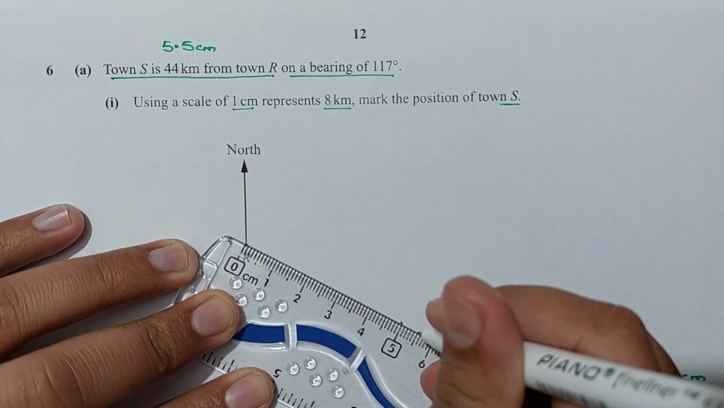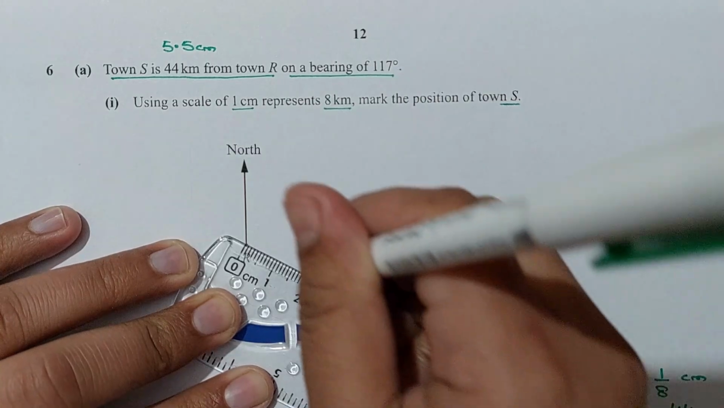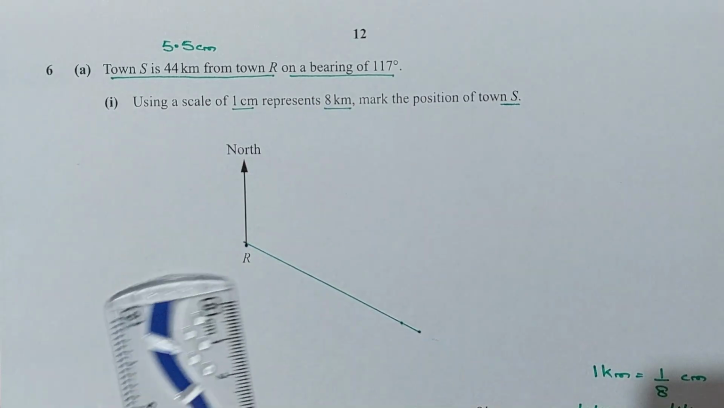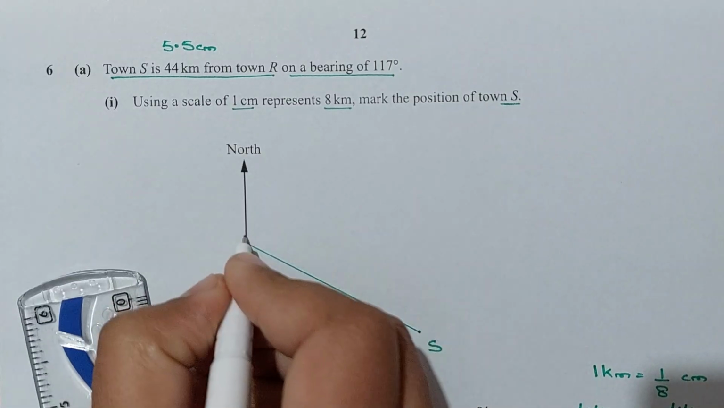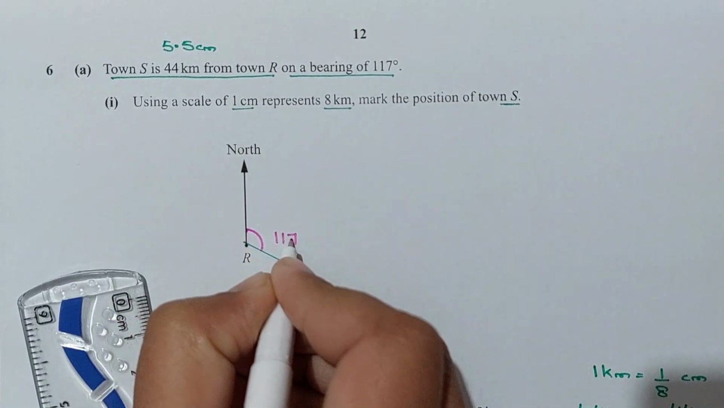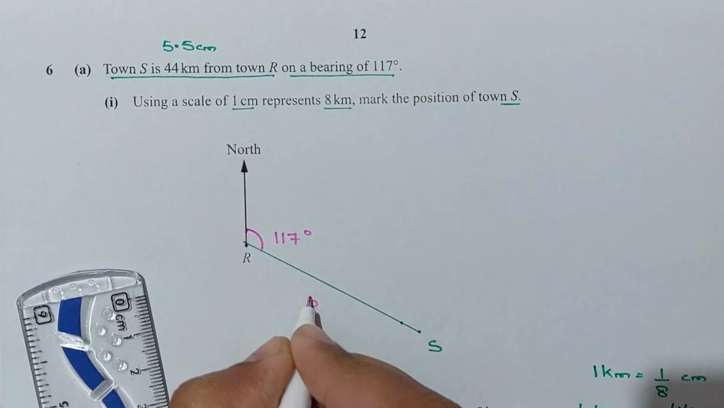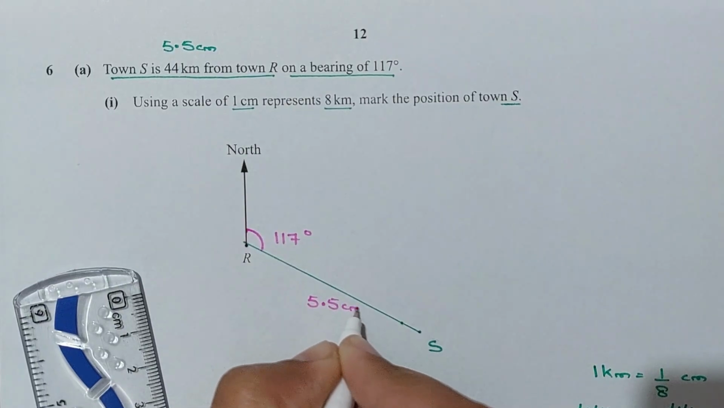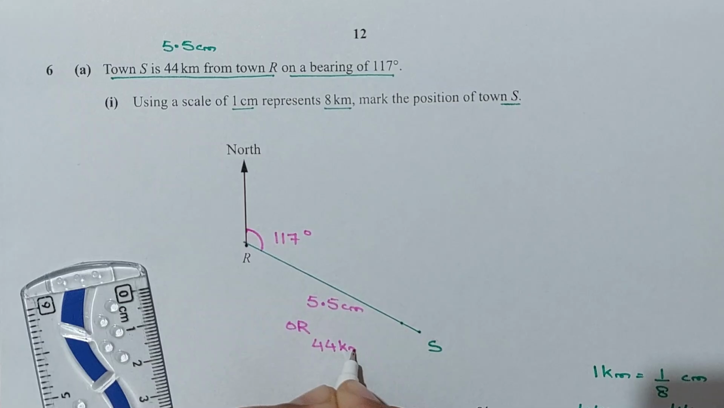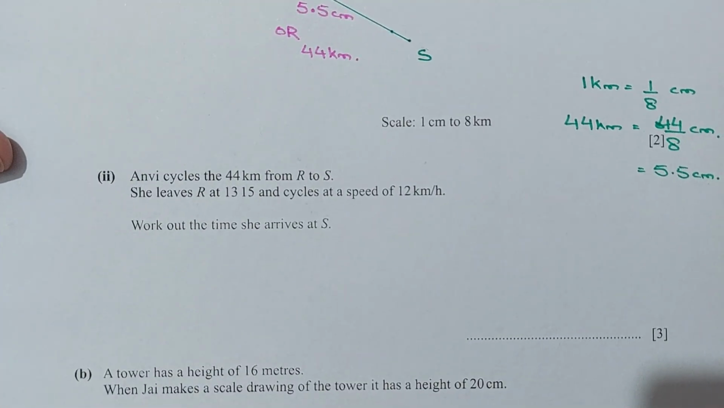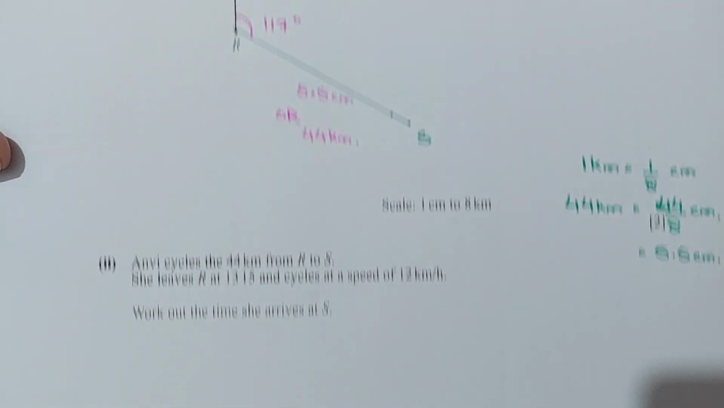And the length should be 5.5. You can see this is 5.5. So here is the position of town S. This bearing is 117 degrees and this length is 5.5 centimeters, or we can say 44 kilometers. Right. Now for the second part, Avni cycles the 44 kilometers from R to S.